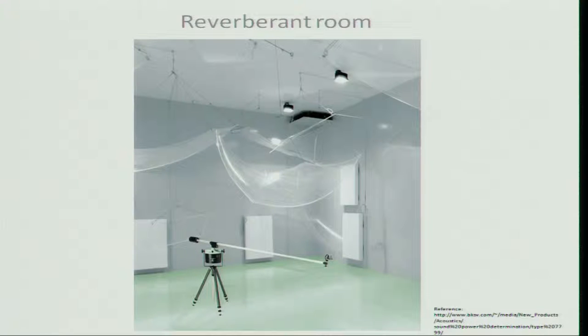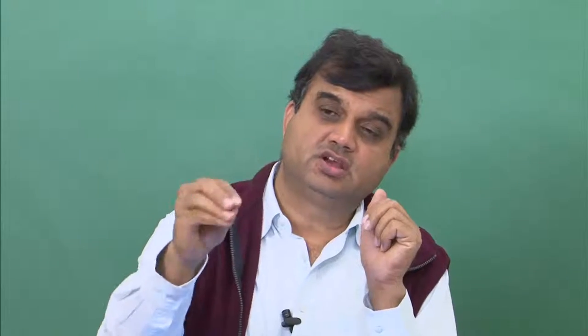A couple of things about reverberant chambers. First thing is that their walls and doors and all the surfaces which sound strikes are extremely hard. You try to make them as hard and as rigid as possible, so whenever sound hits, it comes back and doesn't get absorbed a whole lot. So that is the first thing.